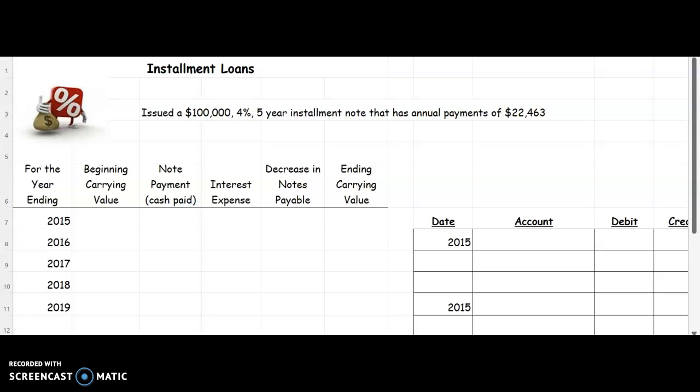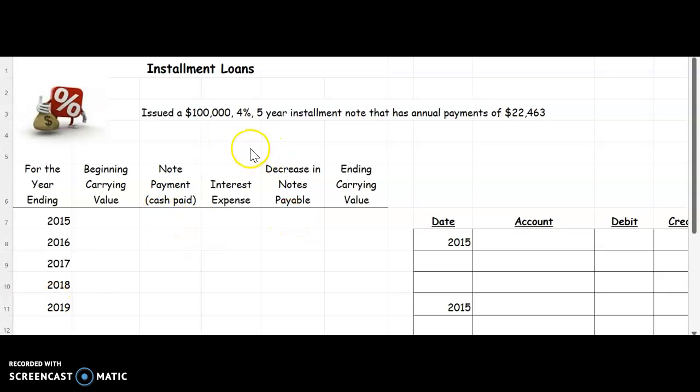In this video, we're going to talk about another way that a company can get money, and it is through an installment note. So in an installment loan, the company is going to pay back interest and principal in each payment. So instead of waiting to the end to pay back the principal, we're going to pay back the principal over the life of the loan.